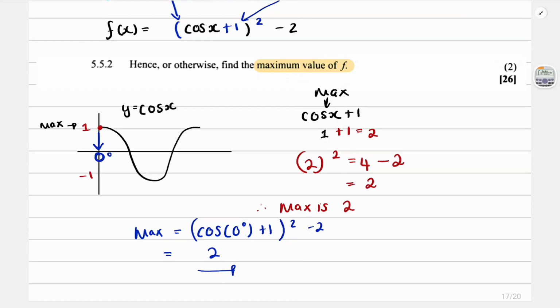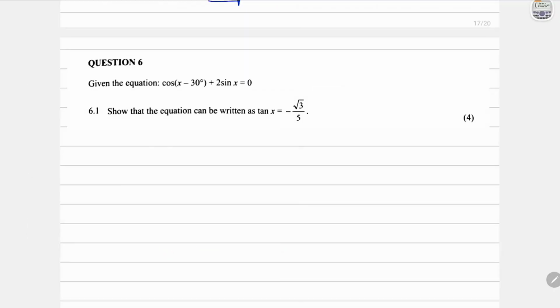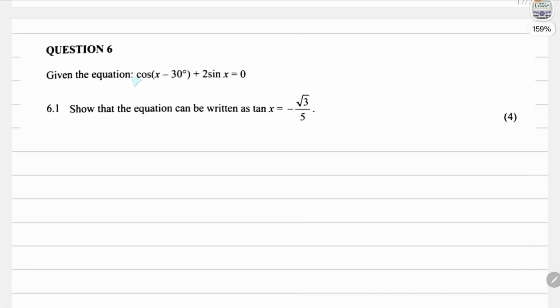Then we move on to question 6, which is on more trigonometry. Question 6 says, given the equation cos of x minus 30 degrees plus 2 sine x is equal to 0, we need to show that the equation can be written as tan x is equal to negative root 3 over 5. There's already a huge hint here.